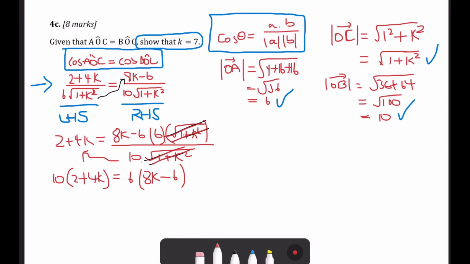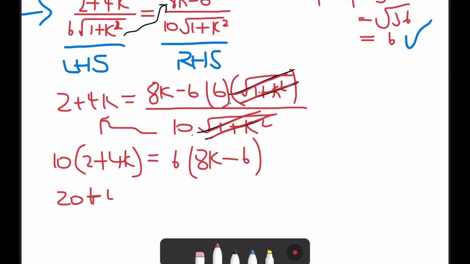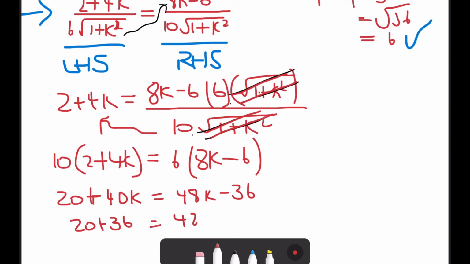So that's going to give me 20 plus 40k is equal to 48k minus 36. So then I'm going to get 20 plus 36 is equal to 48k minus 40k.